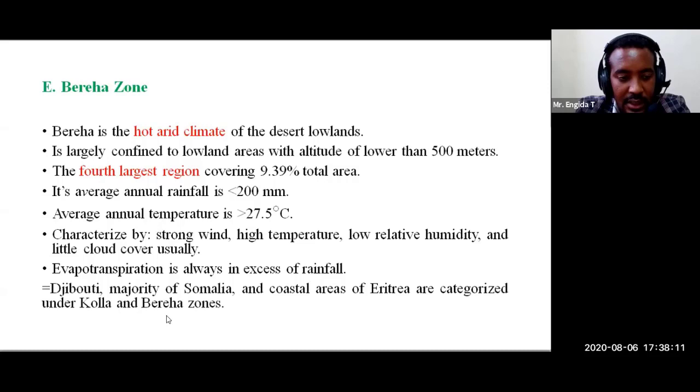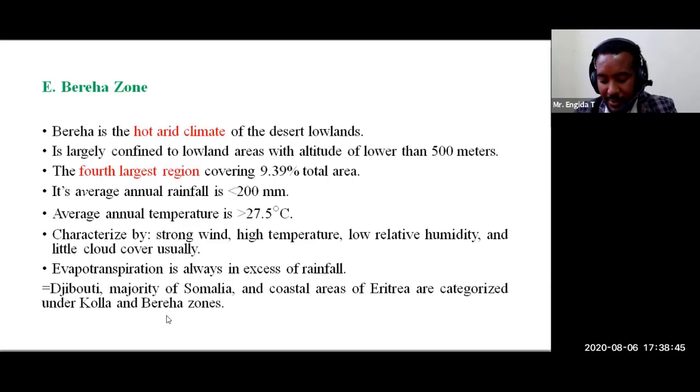Okay. The volume of water, rainfall, surface and underground water is scanty in Kola and Baraha zone because of lack of rain and because of the presence of a high amount of temperature throughout almost a year.